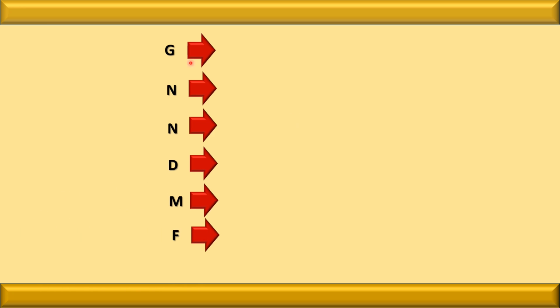Listen, this particular GNNDMF we will use to solve the numerical. How can we learn this GNNDMF? Remember one thing, here G means gross, N means net. To convert gross into net, we have to deduct depreciation, and to convert net into gross, we have to add depreciation. So this first pair stands for depreciation, that is plus and minus depreciation.